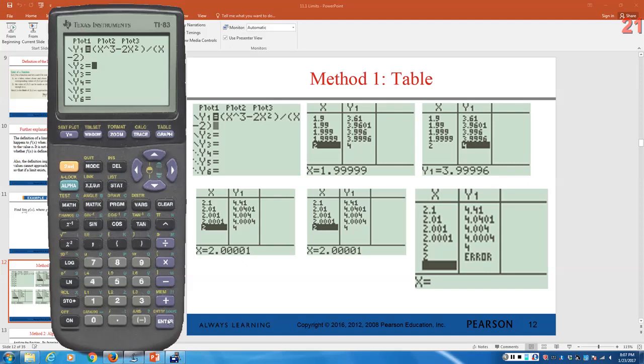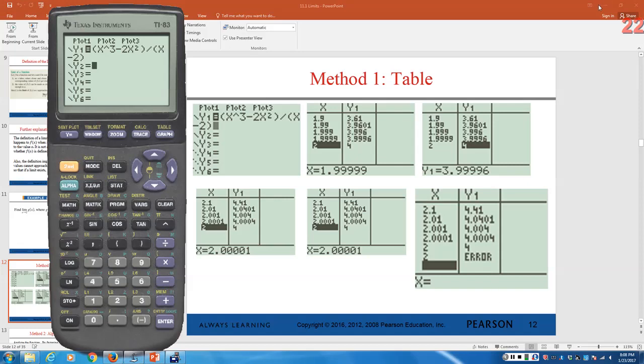Now, for those of you that have a TI-84, you may or may not need those parentheses because the TI-84 will actually build a fraction for you. But I think if you put the parentheses in, it won't hurt. It never hurts to put those parentheses in.